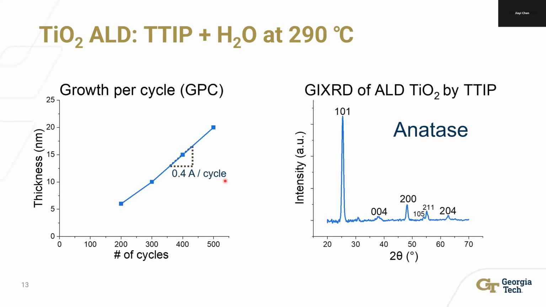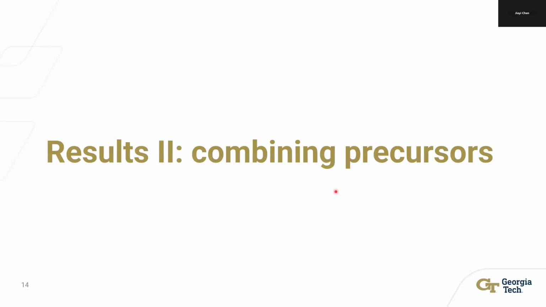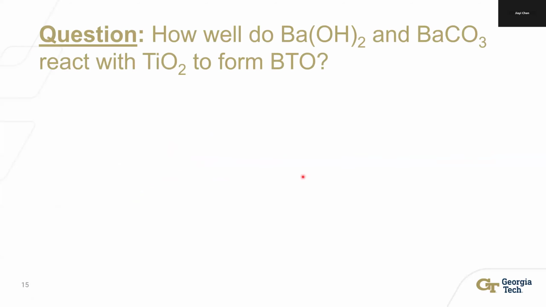And we take the grazing incidence XRD of the ALD TiO2 sample that we made, and we see that we are actually getting anatase TiO2 according to the XRD. Then we combine these two precursors together. So we already see that the barium forms barium hydroxide and can easily deteriorate to barium carbonate when it is exposed to air. And so the question is, how well do barium hydroxide and barium carbonate react with TiO2 to form barium titanate?